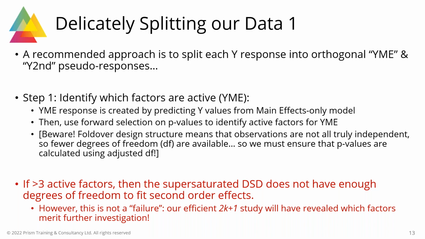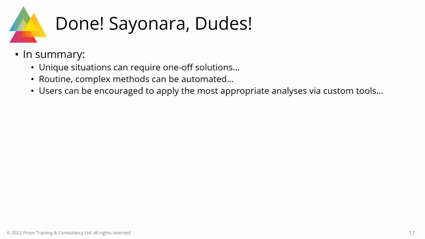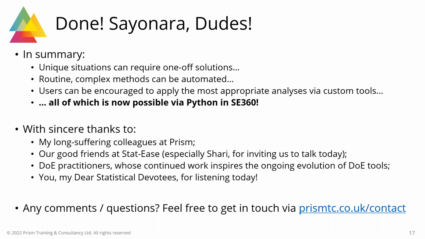When you split the Y response into 2 orthogonal pseudo responses, is this done using principal components or PLS? PLS would be helpful with overcoming the partial aliasing of DSD design, right?